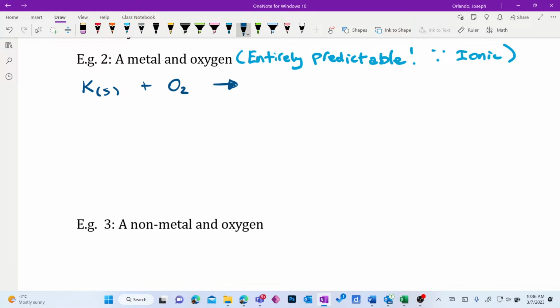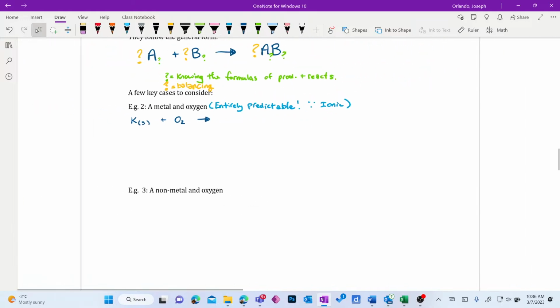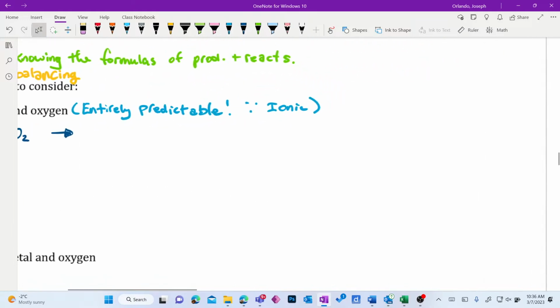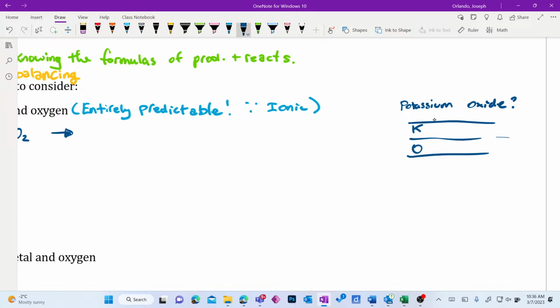What's that going to form? It's going to form potassium oxide. And of course, what am I going to need to know about potassium oxide? I'm going to need to know its formula. So we go over here and we say, okay, what is potassium oxide? Well, I know what potassium is. I know what oxygen is. Do I know the charges they take?